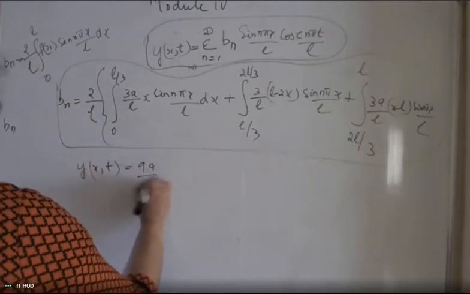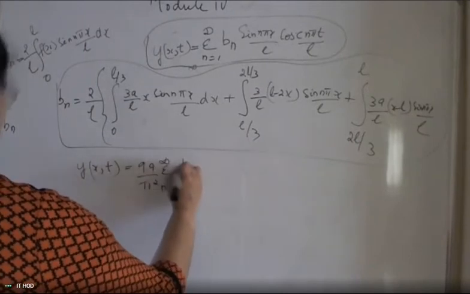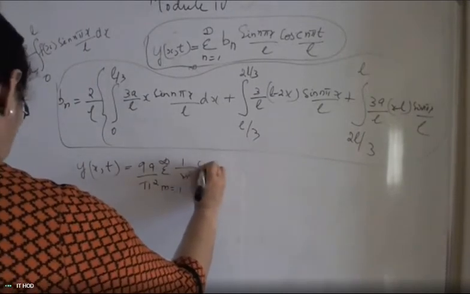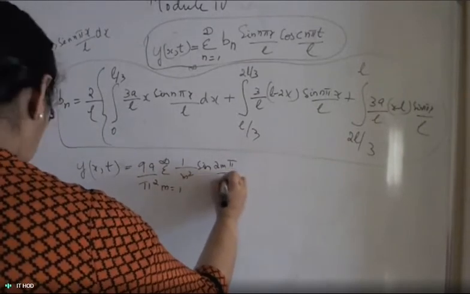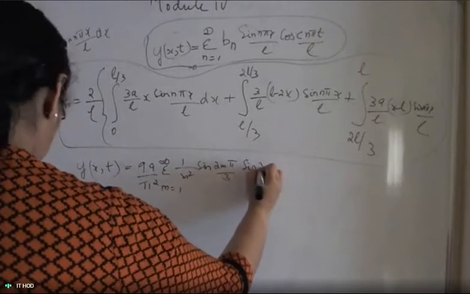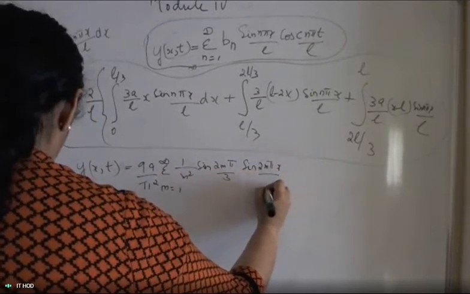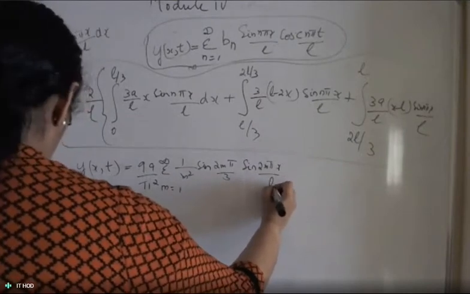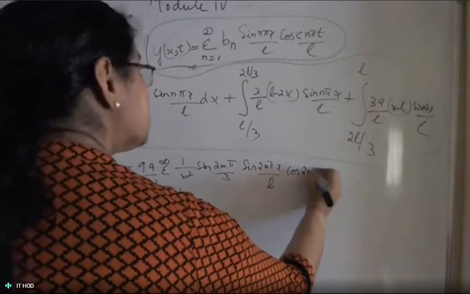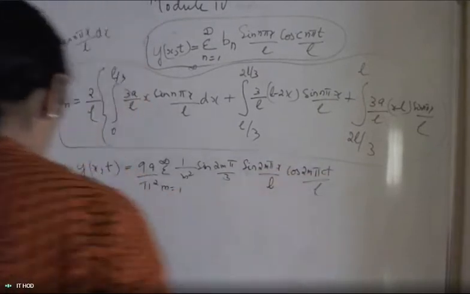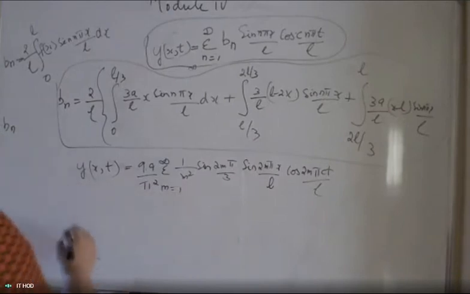9a by pi square sigma m equal to 1 to infinity 1 by m square sine 2m pi by 3 sine 2m pi x by L, then cos 2m pi ct by L. Like this you will get. Okay. So you have to find one more thing.